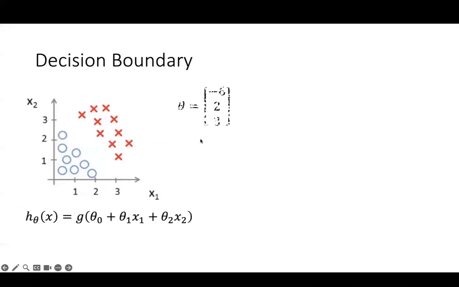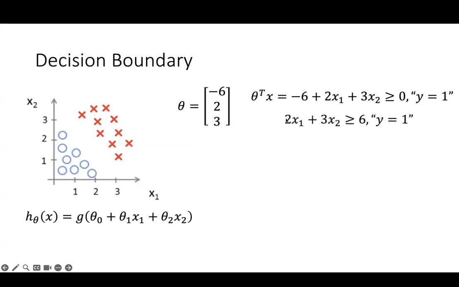Okay, so that's -6, 2, 3. So -6 plus 2x1 plus 3x2. If theta transpose of x is greater than 0, then we say that y is equal to 1. So 2x1 plus 3x2 is greater than 6. Nire-write ko lang ito, di ba? Nilipat ko lang yung 6 dun sa kabila. This is the condition for y equals 1.